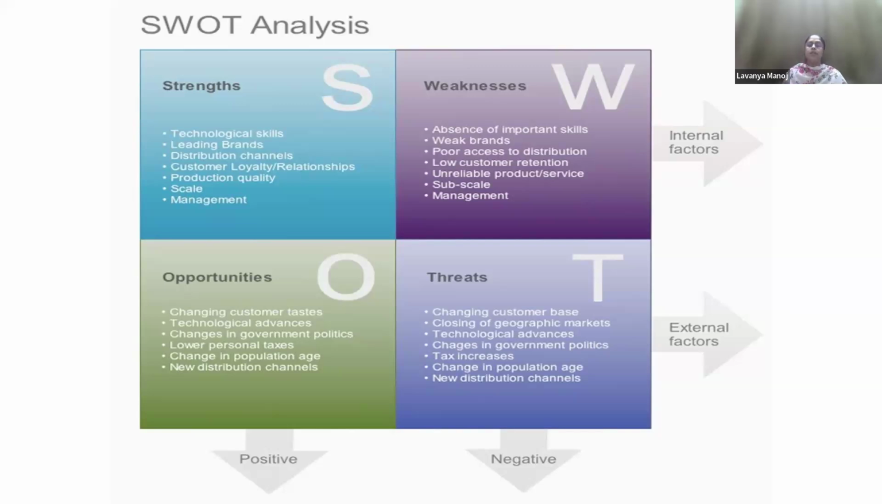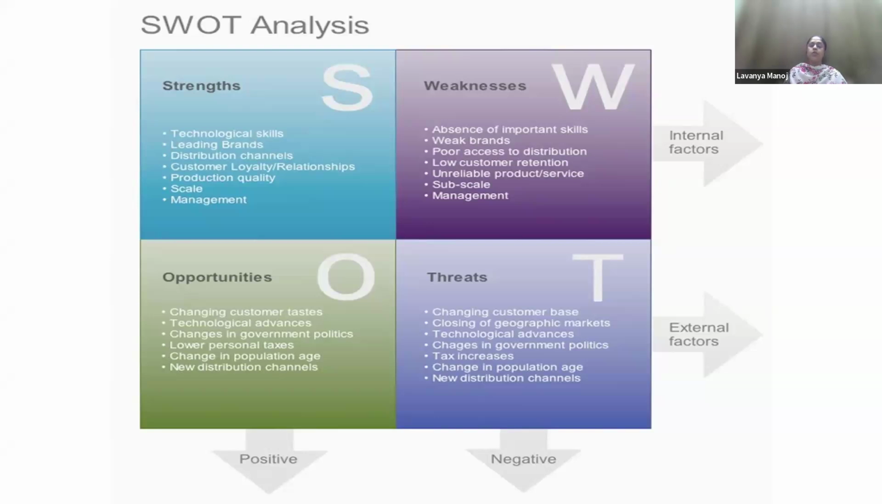Weaknesses we can consider as absence of important skills. If a group of employees or the management is reluctant to adapt to any new technology, then that is considered a weakness of the organization. The weak brands are the outdated or old products which the management oversees and decides don't need any enhancement, that nothing new has to be done to the product. Those are weak brands, and they have to be eliminated. But if the organization is still going on with those brands, it's considered a weakness. Poor access to distribution: again, selecting a poor channel of distribution, whether retail, wholesale, or distributorship, whatever.